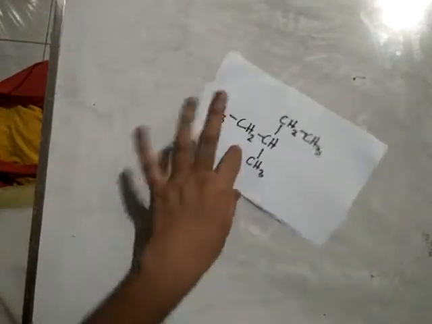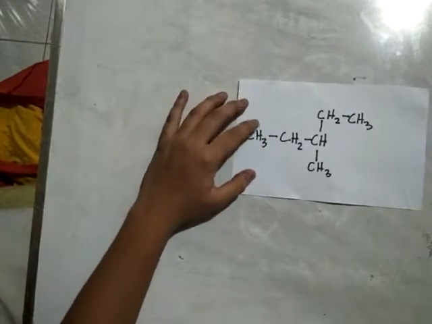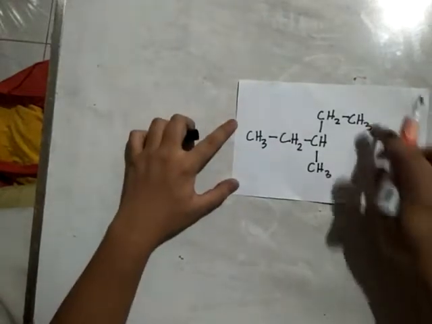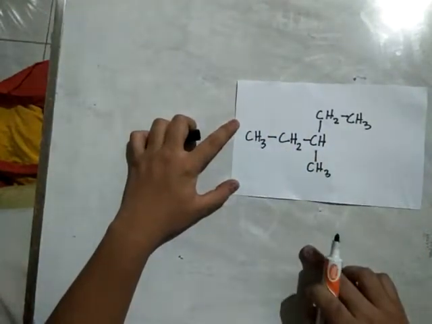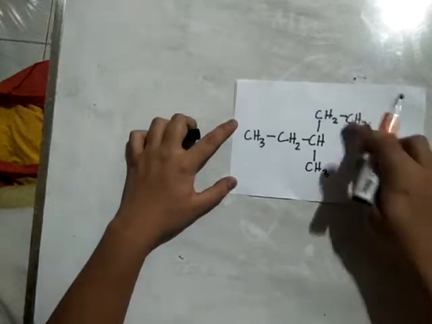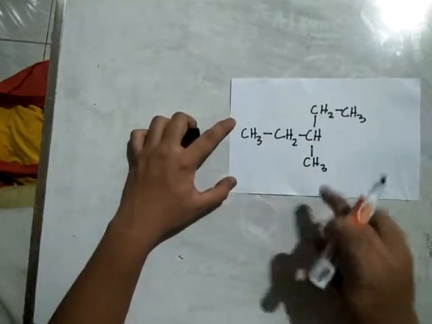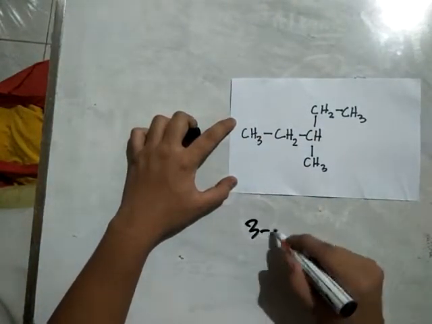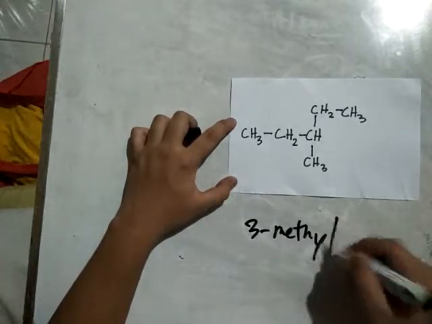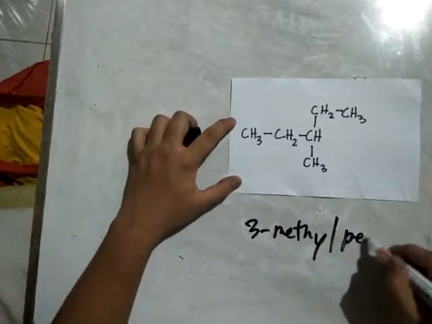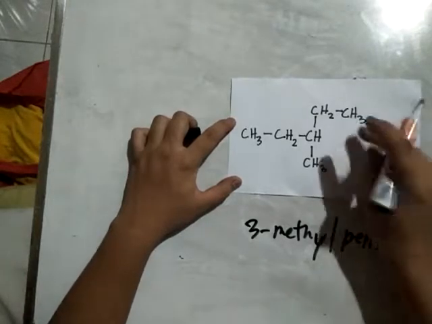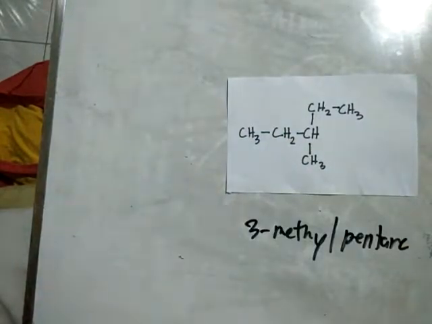Let's have a bit of a complicated example now. Actually, I have one more simple example here. Let's try to name this. What's the parent chain? This one. Where do we number from? Anyway, 1, 2, 3. It's the parent chain. So this is 3-methyl. This is a methyl. Pentane. Why pentane? 1, 2, 3, 4, 5. 5 carbons.